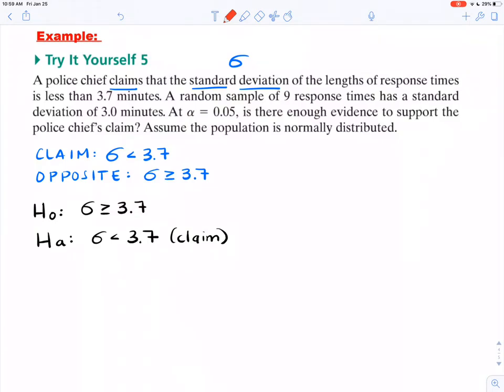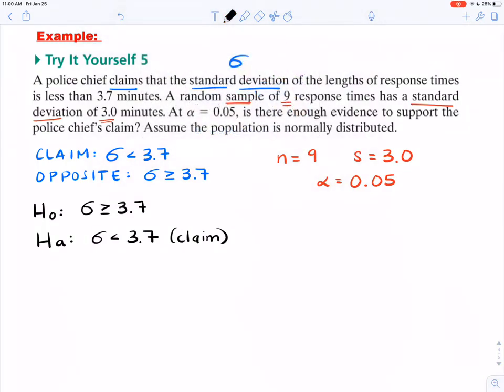All right, now I'm going to go back and pull the sample data, because that's what I will use to run the test. All I need to know here is the size of my sample and the point estimate, which would be the sample standard deviation. So this is coming from a sample of size 9, and that sample has a standard deviation, s, of 3.0 minutes. And the last piece of information I need is the level of significance, which is 0.05.